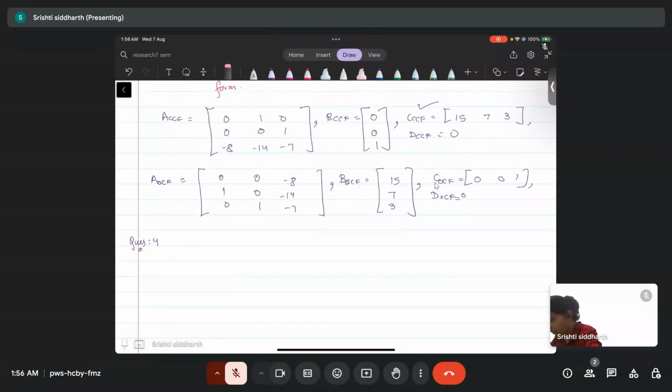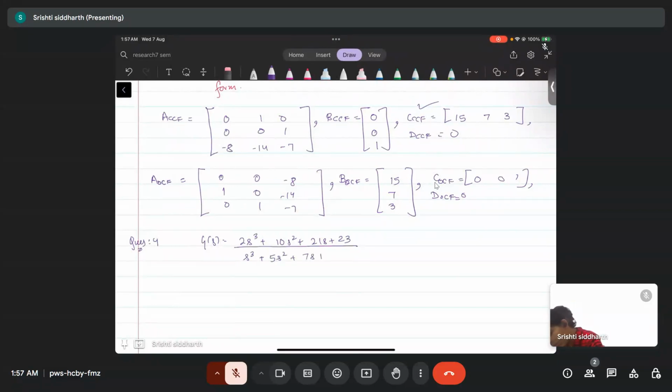So let's continue. We have been given a transfer function. So it's still a third order transfer function. 2s cube plus 10s square plus 21s plus 23 over s cube plus 5s square plus 7s plus 10.